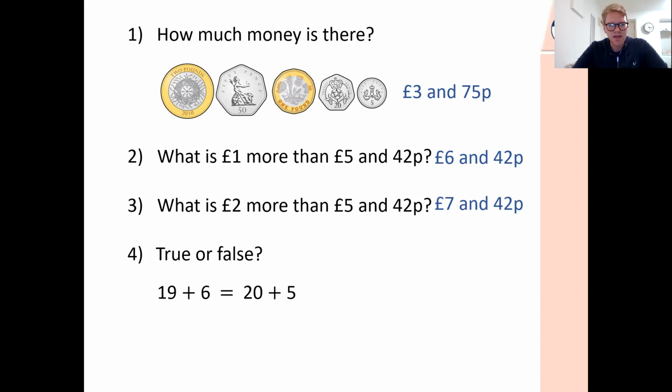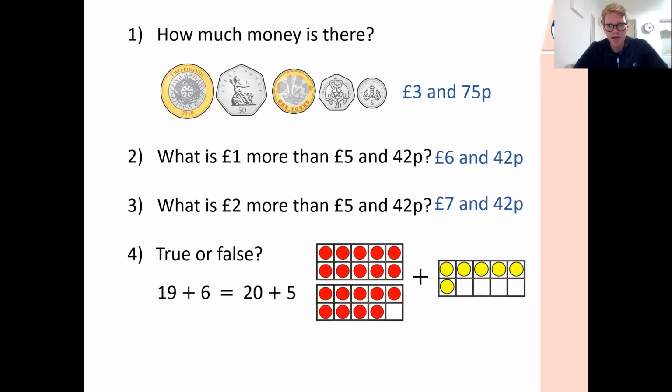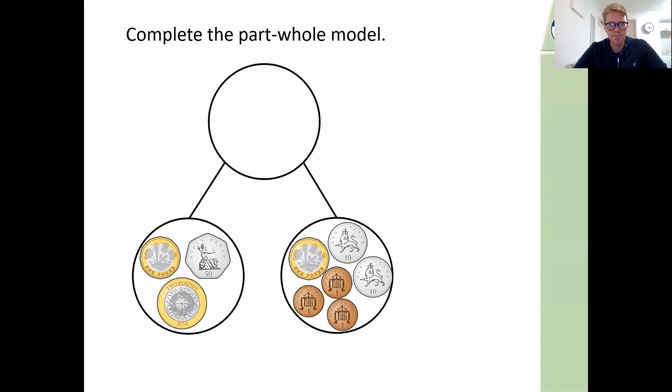True or false? Is 19 plus 6 the same as 20 plus 5? Well, I just mentioned something similar to that, didn't I? I was saying, well, is 500 plus 22 the same as 499 plus 23? Let's have a look at that. Well, there's 19 plus 6. If we imagine one of that 19 jumping over there, we've got a full 20 plus 5, haven't we? So yes, it is the same. It's true. And this idea of doing things like that will come in handy today.